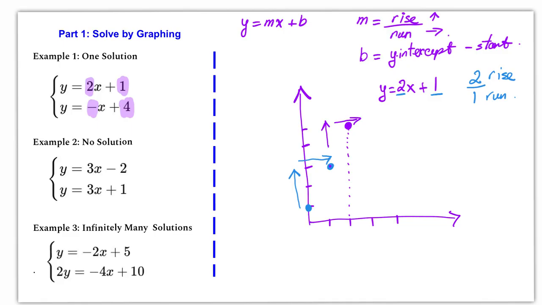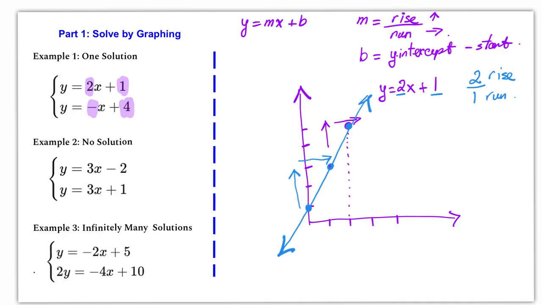Okay, so let's go ahead and use our ruler and draw that line out. And so this line actually wanted to be blue. Okay, and so this is our first line. Okay, so that was our first equation. Let's go ahead and try our second equation.